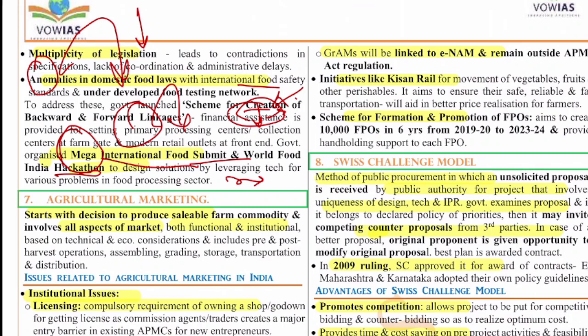Right. So this is how we can write a very good answer involving all these points and the data which we just discussed. Now let's move on to the next question, the seventh question, which is on the agriculture marketing.